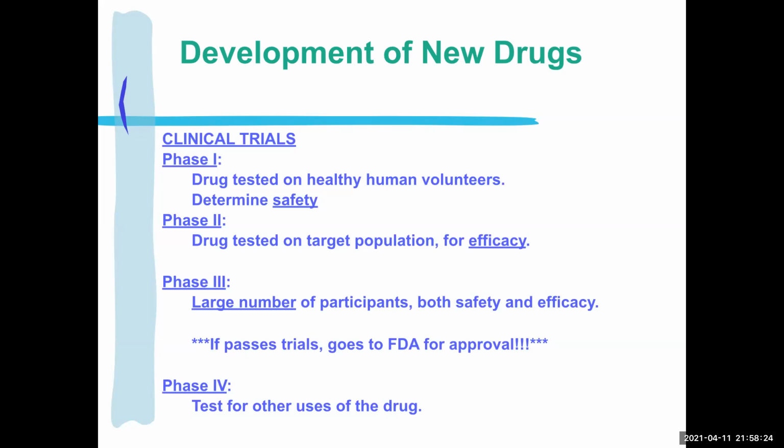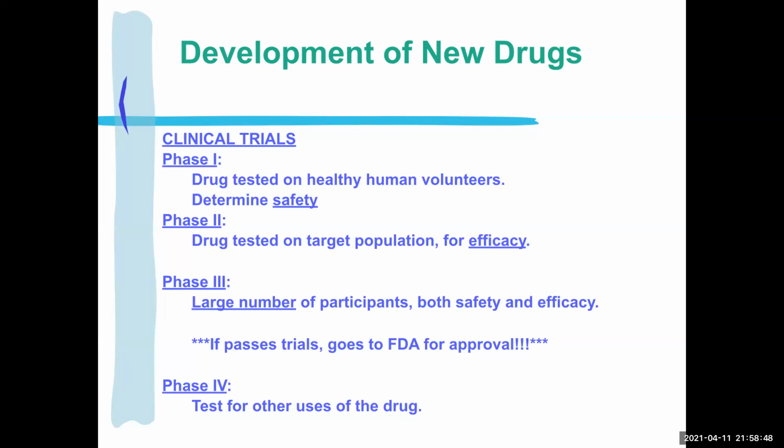Phase two is when you've passed phase one, and then you start recruiting for the target population for that drug, and you're testing for efficacy. In other words, does it work? Does it actually do anything now that we know it's safe? You're still testing for safety always, but your focus and your design is now to ask the question, does it work?